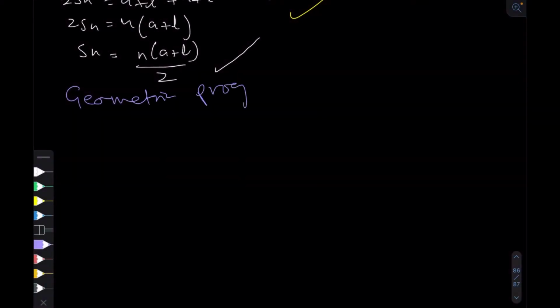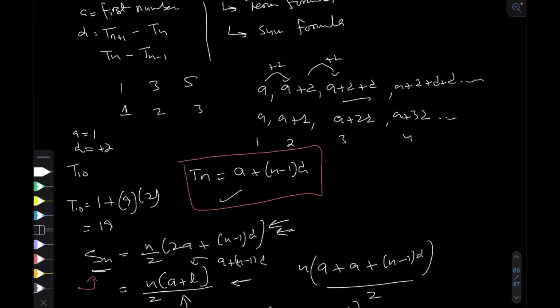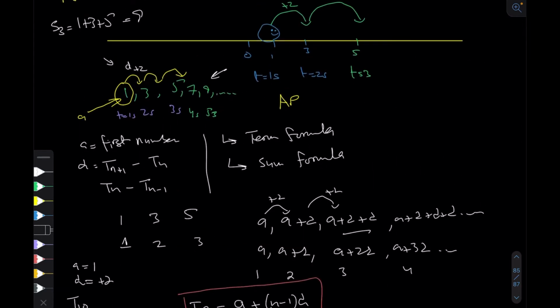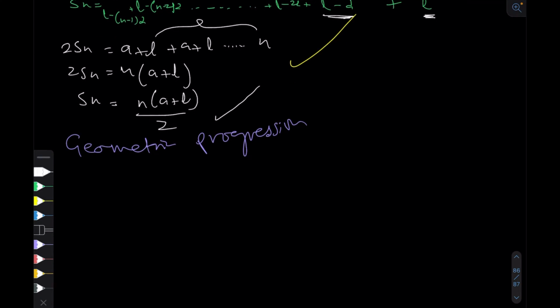Geometric progression. All right. So in AP we saw that it's in the format such that it's a, and then a plus d, and then a plus 2d, a plus 3d, right? So in AP we were sort of adding or subtracting depending on what d is. In geometric progression, what we're doing is we're multiplying.